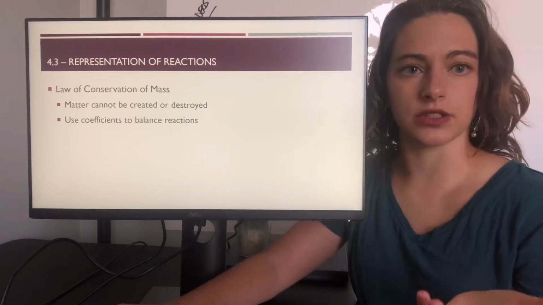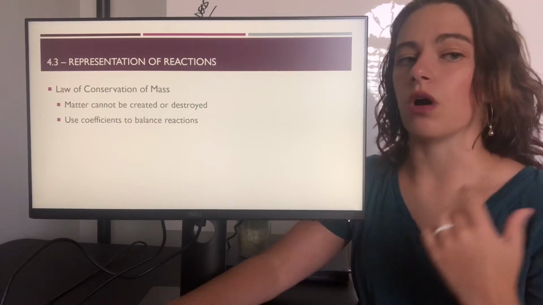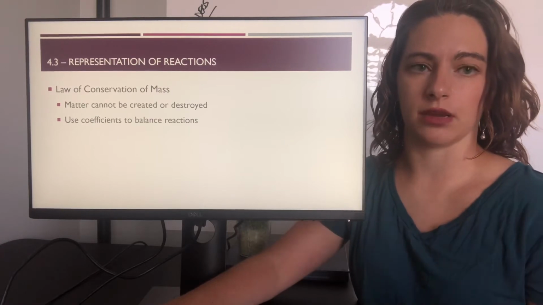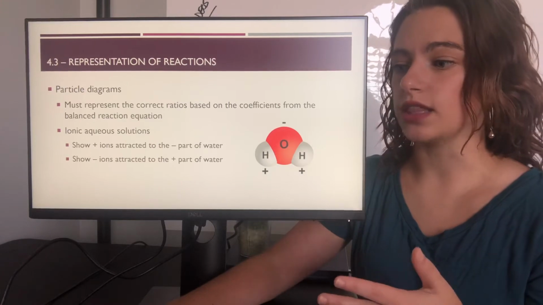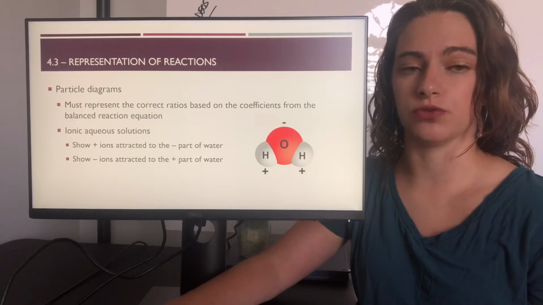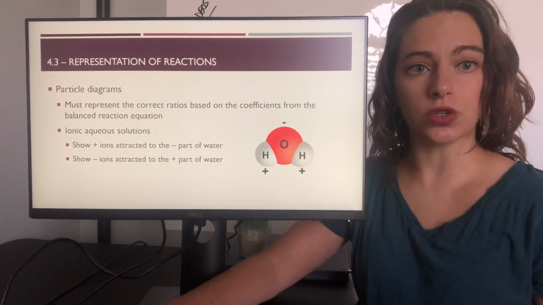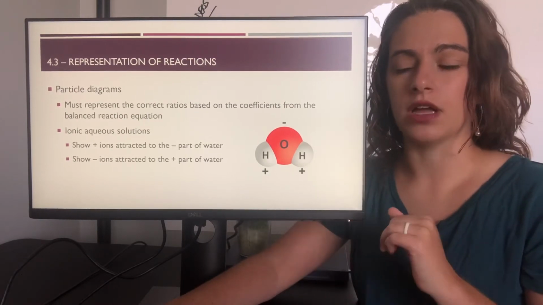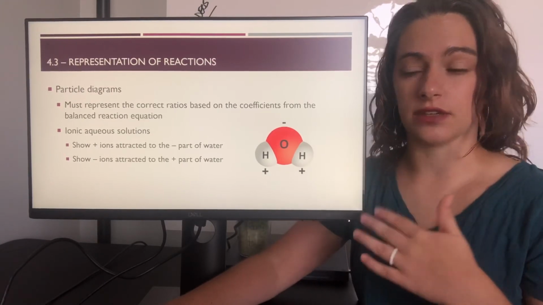We use coefficients to balance reactions. We've been doing this since we started talking about chemical reaction equations. The coefficients show us those ratios so that we end up with the same number of particles before and after. When we go to draw these, we're going to draw them as particle diagrams. These are the same types of particle diagrams you've drawn in previous classes. Oftentimes we use circles, sometimes shaded in, or with lines through them, or just open circles, to show different types of elements, different atoms.